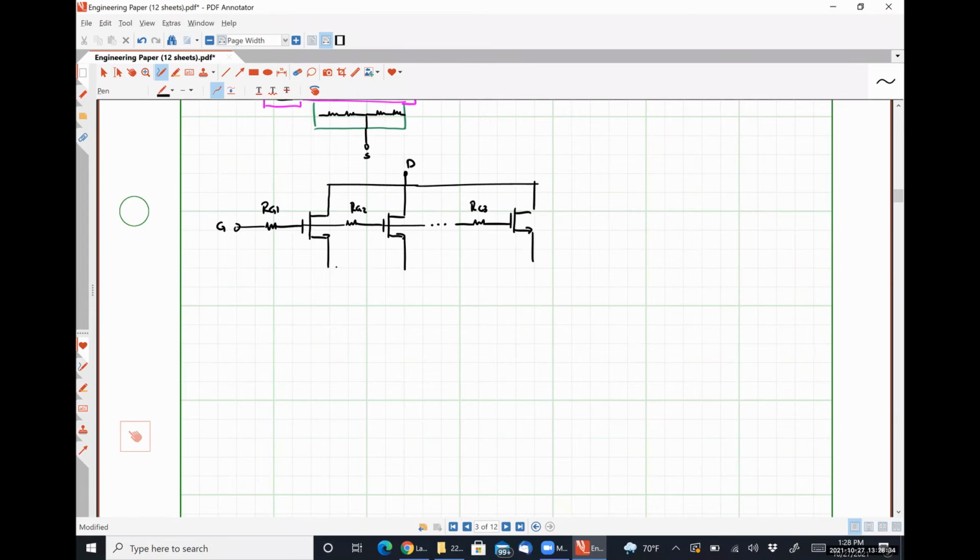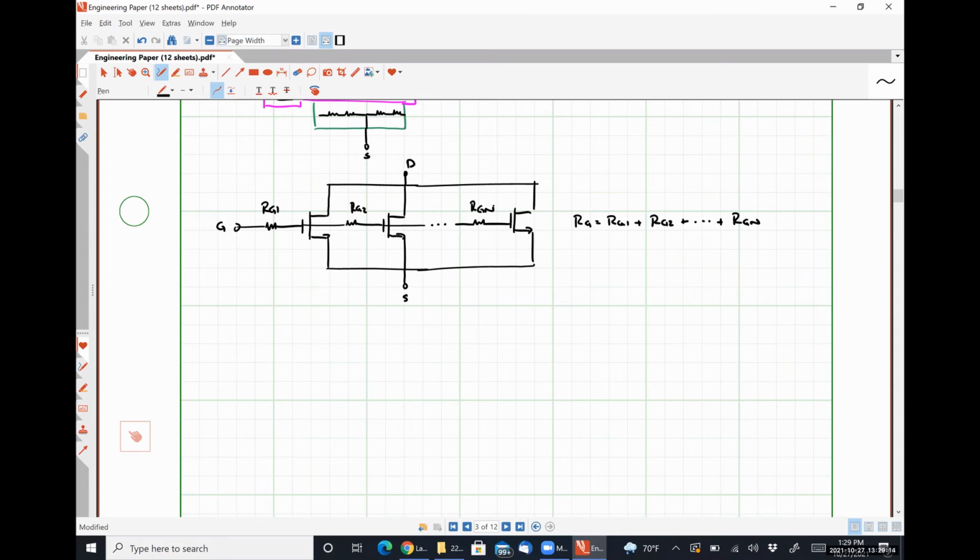Here's my drain. And down here is my source, all right? And I can say that RG is simply the sum of RG1 plus RG2 all the way out to some RG sub n. This guy should be that n, right? And I can make the number of transistors here as large or as small as I need just by breaking them down into fractionally smaller resistors, okay?